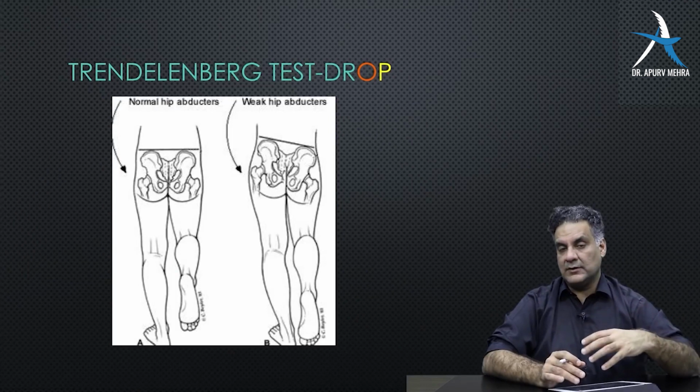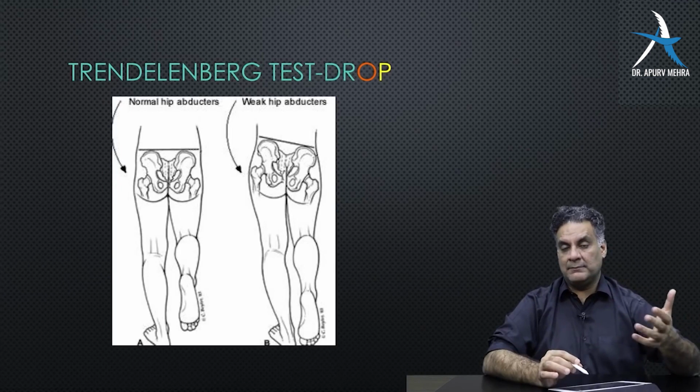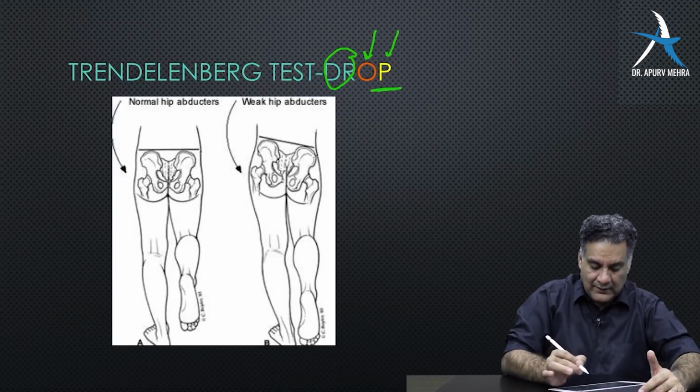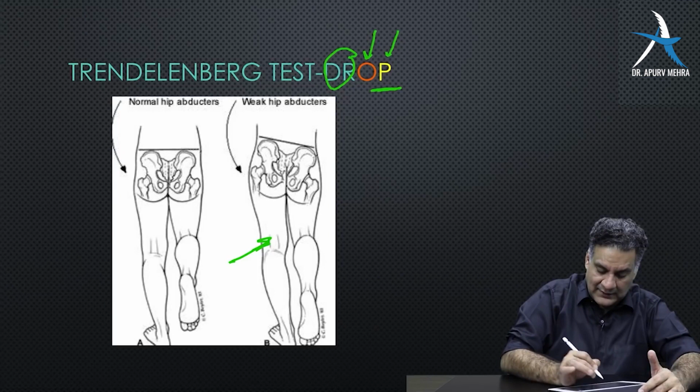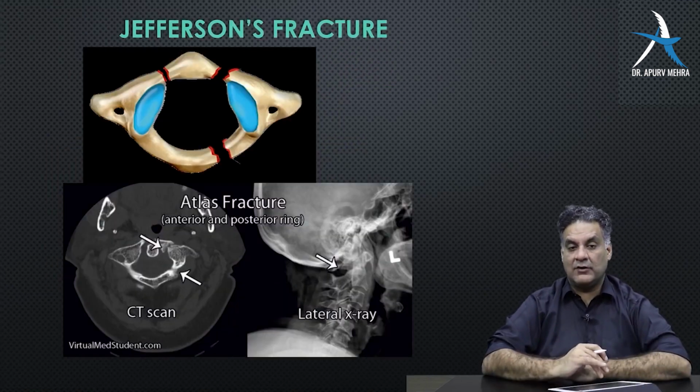Trendelenburg test talks about the stability of the hip joint, and it talks about the intact acetabulum, the intact femoral head, the intact neck, and then the abductor mechanism, gluteus medius and minimus, and their nerve supply, the superior gluteal nerve. When you bear weight on the affected side, the opposite side drop is a positive Trendelenburg test. So a drop on the opposite side of the pelvis is a positive test. So if my left side here is affected, the right side will drop, it's a positive test. Thomas test is for hip flexion deformity.